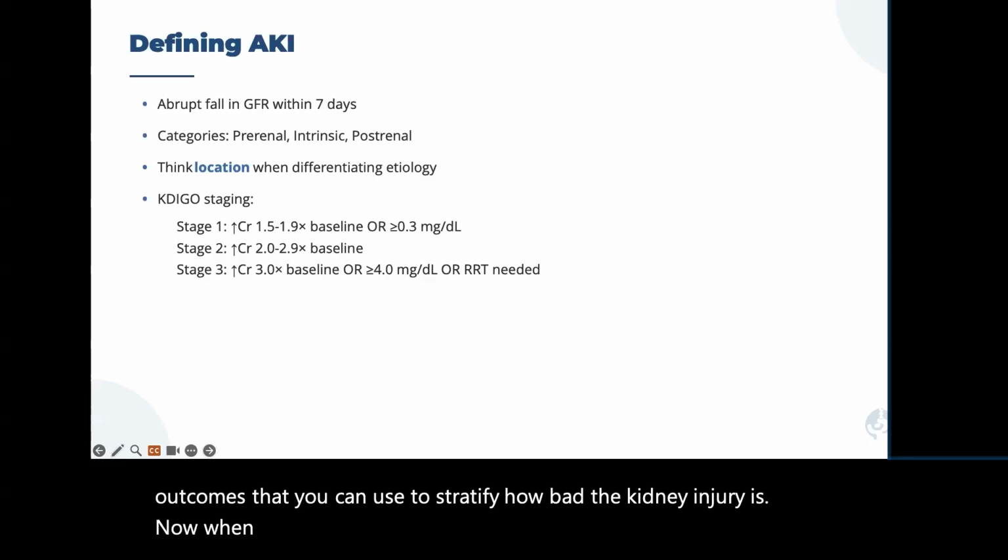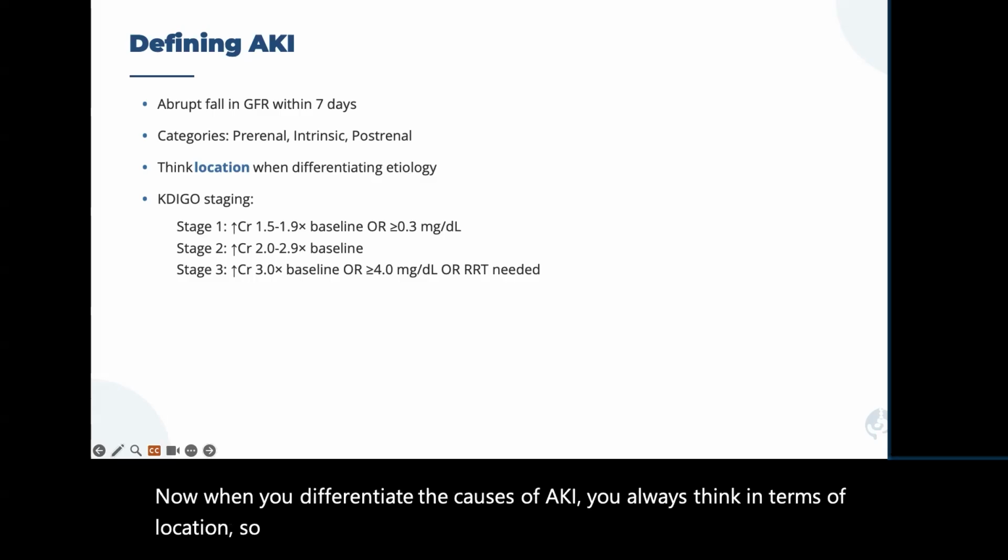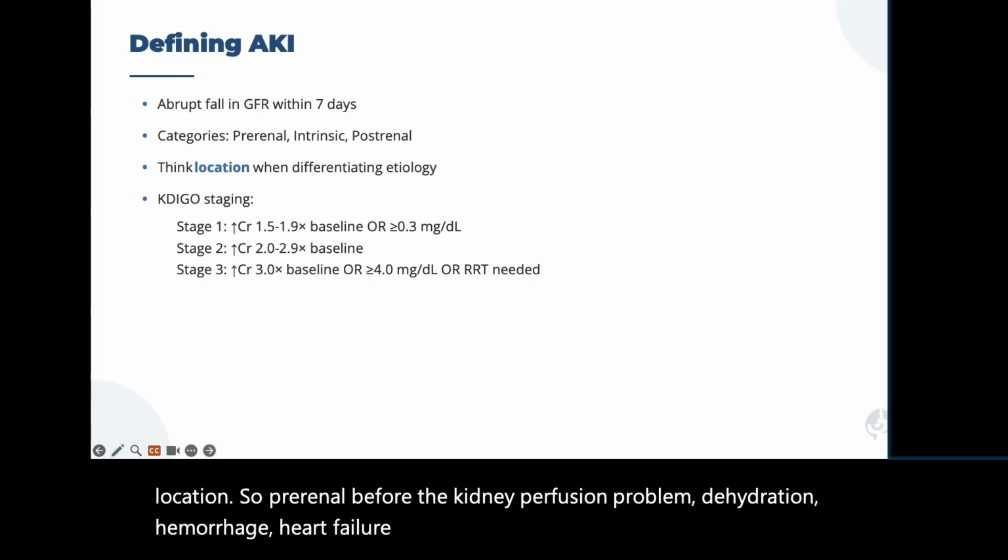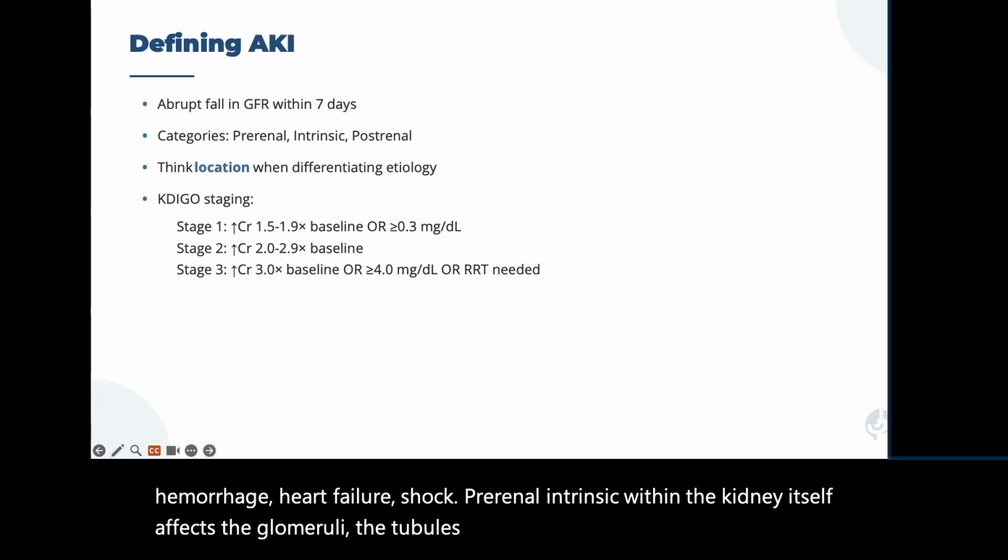Now, when you differentiate the causes of AKI, you always think in terms of location. Prerenal means before the kidney, a perfusion problem: dehydration, hemorrhage, heart failure, shock. Intrinsic means within the kidney itself, affecting the glomeruli, the tubules, the interstitium. Toxins.